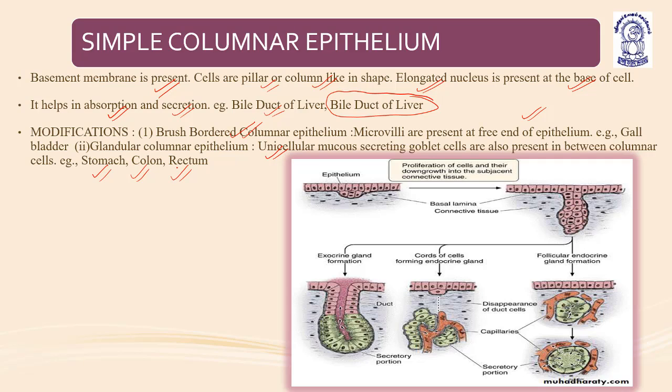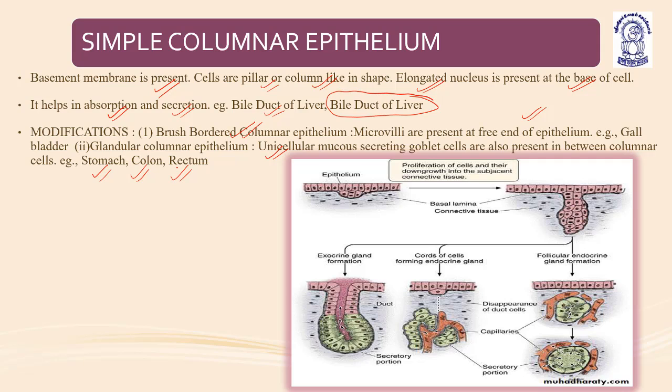So there are 2 modifications you can see. First is brush border, in which the microvilli are present on the free end of the epithelium. Example, gallbladder. Second is glandular columnar epithelium, in which unicellular mucus secreting goblet cells are present among the columnar cells, like stomach, colon and rectum. Understood?